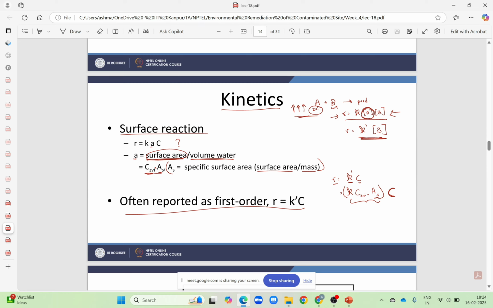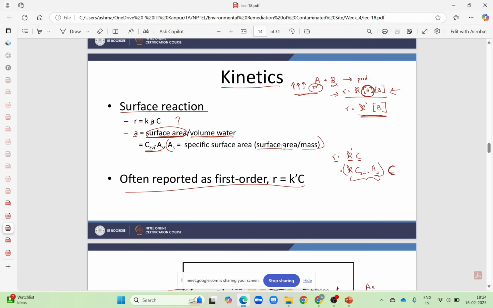Kinetics also plays a part, because thermodynamics tells us whether a reaction or some system is feasible or not, but kinetics tells us how fast or slow the reaction will proceed.